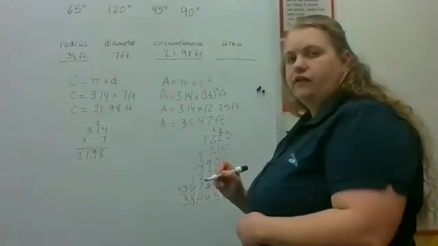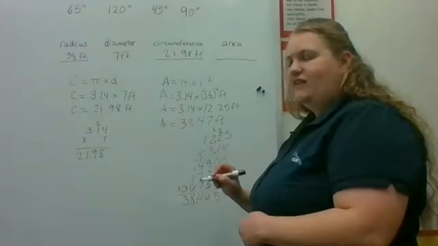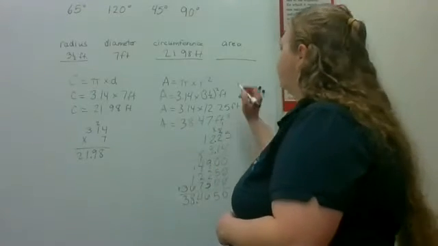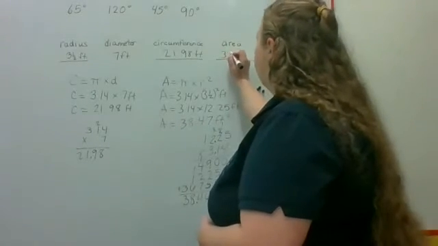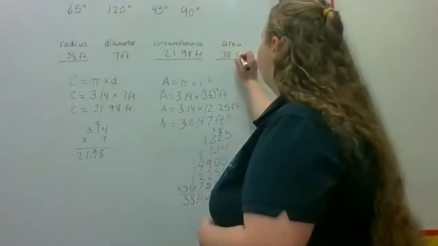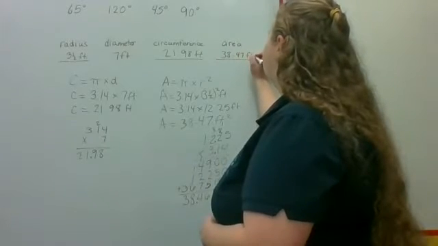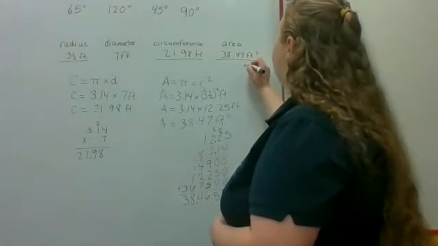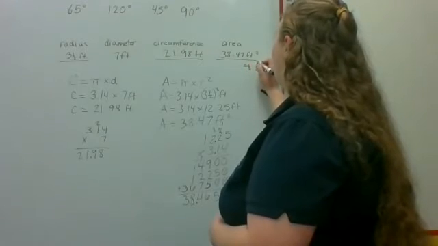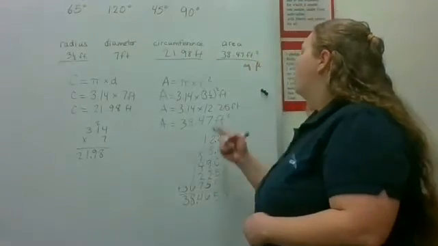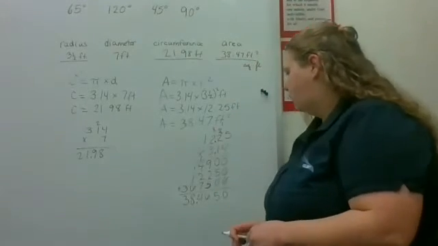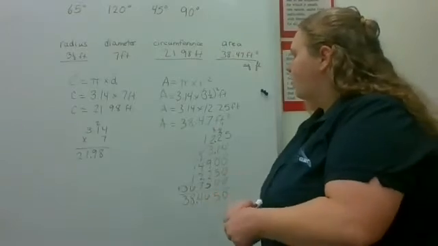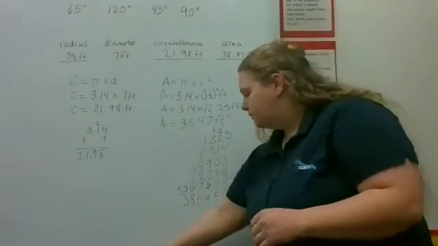feet. And what do we need with our area? We need feet squared. Okay, so up here, we could put our answer, 38.47 feet squared. You could also put the letters SQ and square feet like that, or you can put the 2 above it, okay? That's how we do our circumference and area.